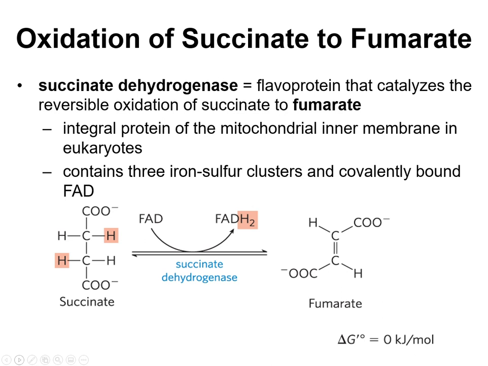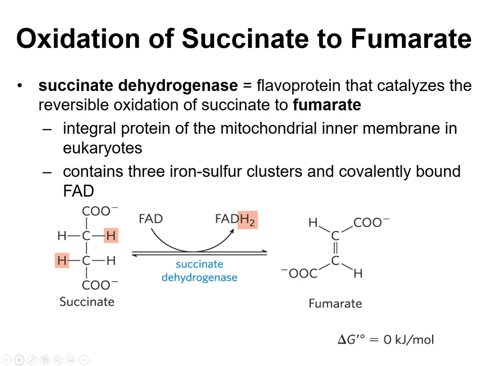Now that we've got succinate, we're going to make fumarate. So this is the reversible oxidation of succinate. It uses a flavoprotein FAD, and you form FADH2 in the process. It's actually a protein that's integrated in the mitochondrial inner membrane. So this enzyme actually moonlights as a part of the oxidative phosphorylation and electron transport chain in the mitochondria as well. So that FADH2 that is generated can donate its electrons to the electron transport chain.